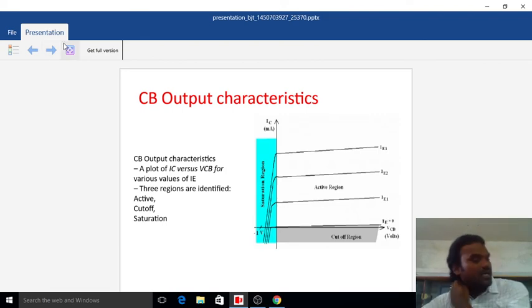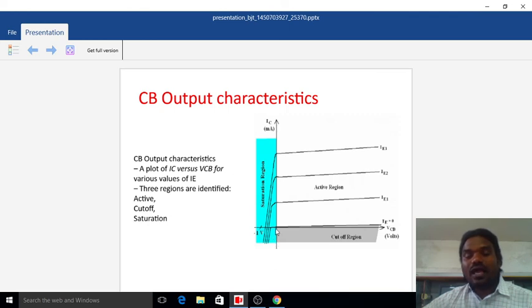by keeping the input current constant. As we know, the BJT is a current controlled device, that means the output is completely controlled by the input current. So it is a plot between output voltage, that is VCB, and output current, that is IC, by keeping the input current constant, input current is IE.